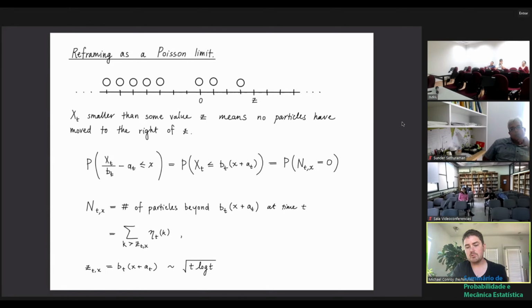So in the exclusion system, let n be the number of particles beyond this value b_t times x plus a_t at time t, which can also be represented as a sum of occupation variables beyond z. And z here with this scaling grows like square root of t log t, which is about the order of the position x_t. And so we expect in the limit n to be of order 1.